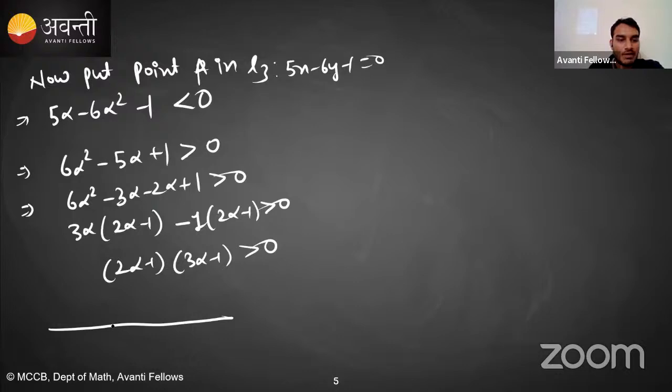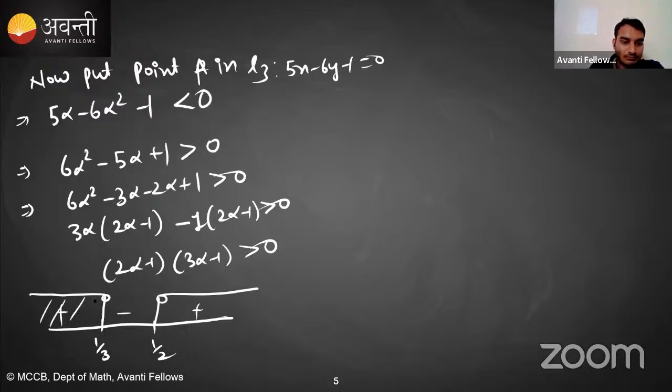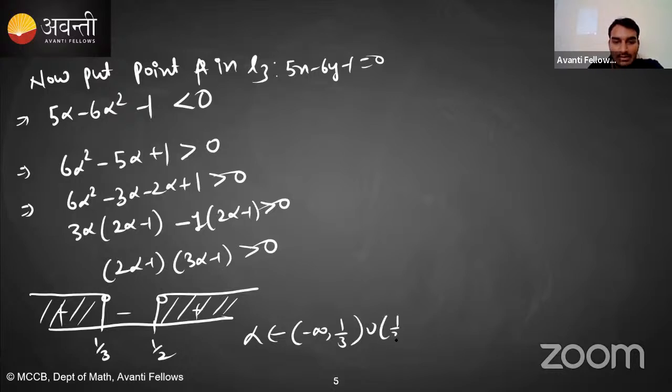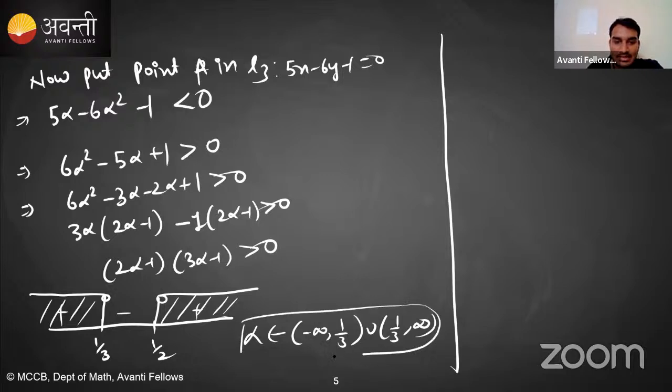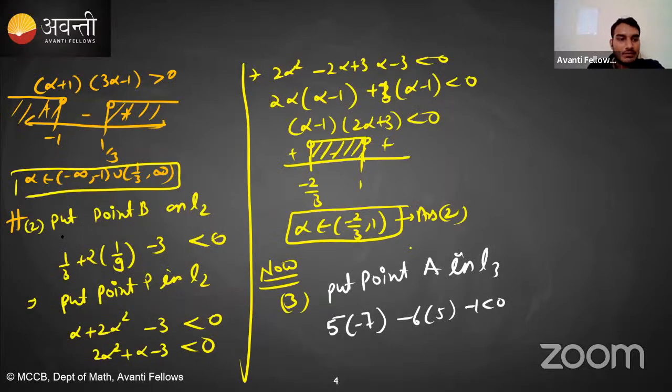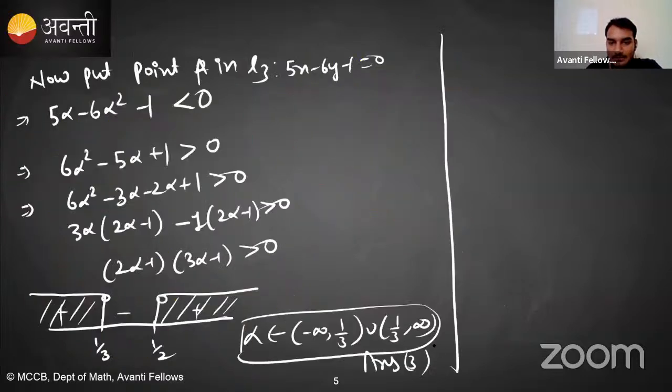What are the critical points? 1 by 2 and 1 by 3. 1 by 3, 1 by 2, plus minus plus. So we are interested in the positive region. So it is like this, right? This region. So from here you can say that alpha belongs to minus infinity to 1 by 3 union 1 by 2 to infinity. So this is the answer 3. This is the answer 3. So this is 1, this is 2 and this is 3.